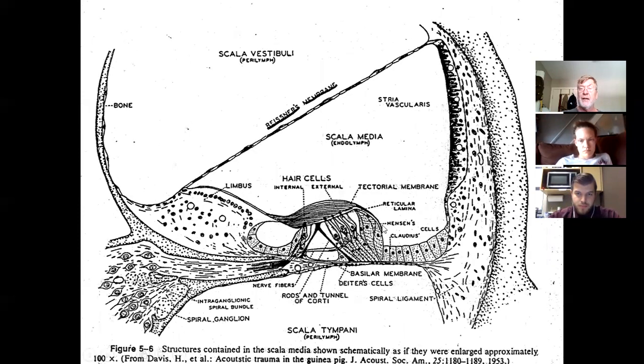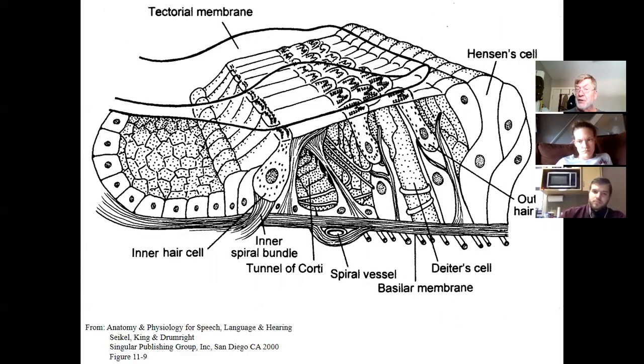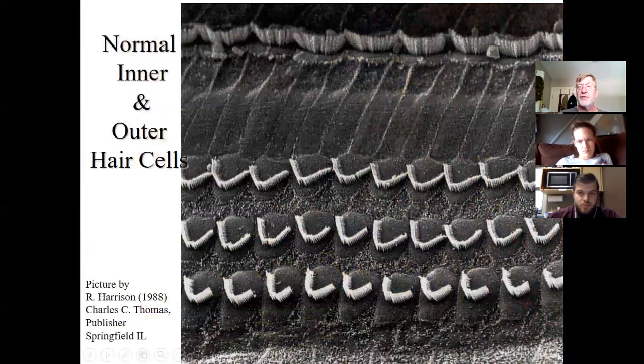And next week we'll go closer, looking at the hair cells closer up. Here's further away. This is the organ of Corti. We're going to go closer, and we're going to be really looking at the organ of Corti. This is my view of the organ of Corti. I always draw things simpler. Inner hair cells, outer hair cells. These are efferent. These are afferent. We'll learn all about this stuff.